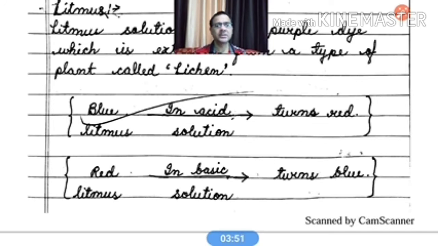So remember this, all the acids turn blue litmus to red. All the bases turn red litmus to blue. These litmus are available either in the form of papers or in the form of liquid.